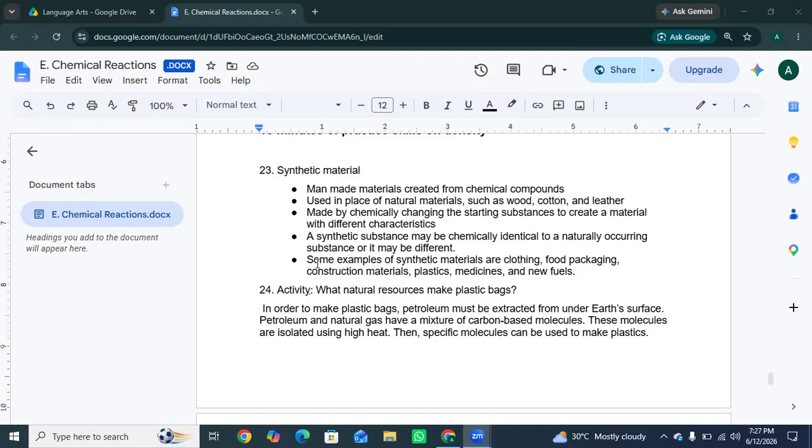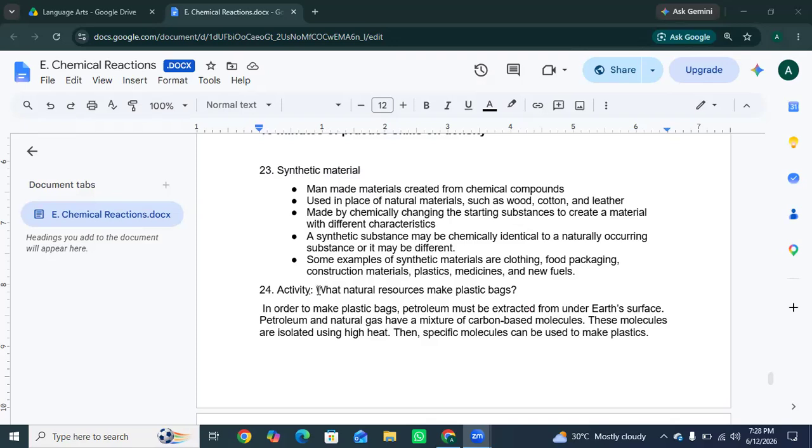Okay, so basically, sometimes a man-made material behaves exactly like a natural one, and other times it is completely different, like plastic or nylon food packaging, concrete, and also modern medicines and artificial fuels. Okay, so the next one is an activity.